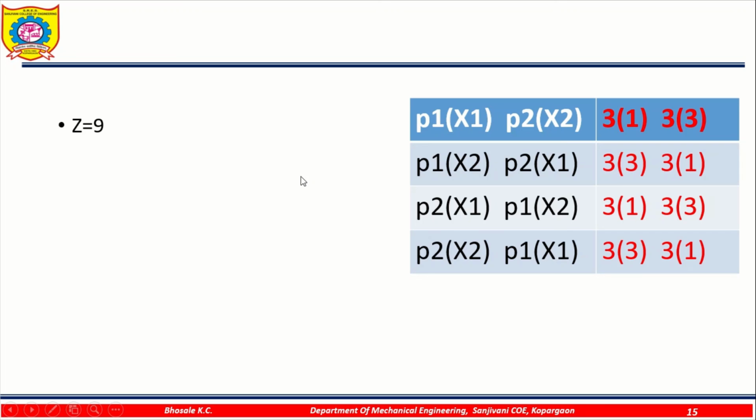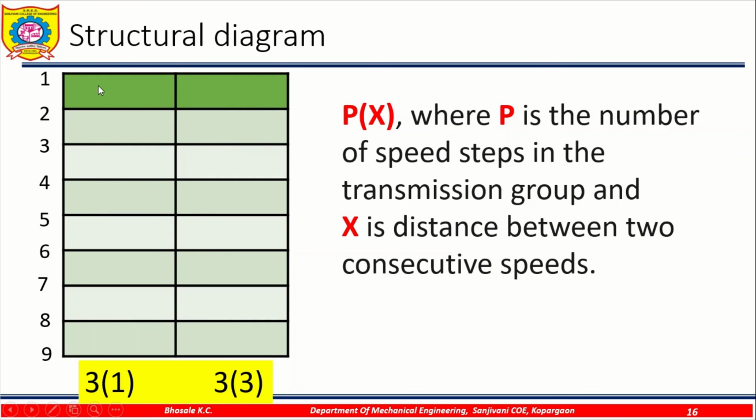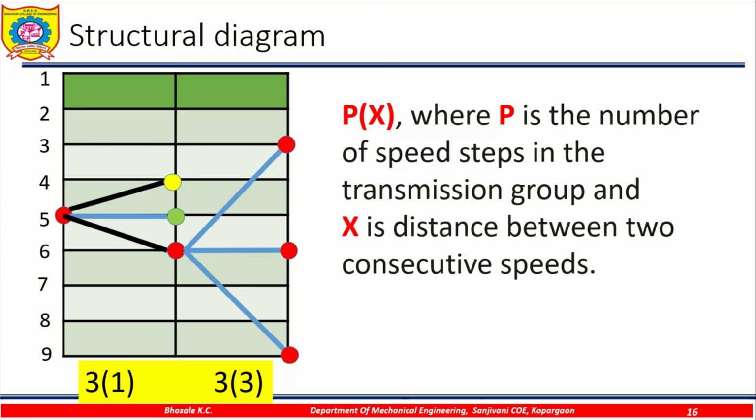So for the z equal to 9, there are 9 horizontal lines, 3 vertical lines. So 3 1, 3 dots are there with a distance of 1. Then draw the lines, 3 different lines. In the second stage there are 3 nodes with a gap of 3. So we'll then join with a particular input point. So likewise we can complete the structural diagram.